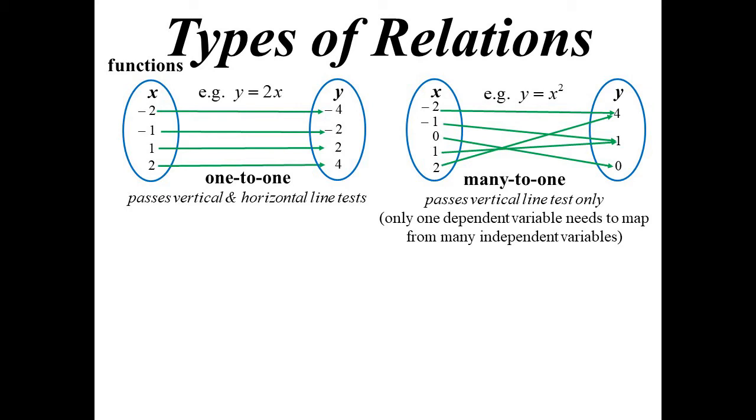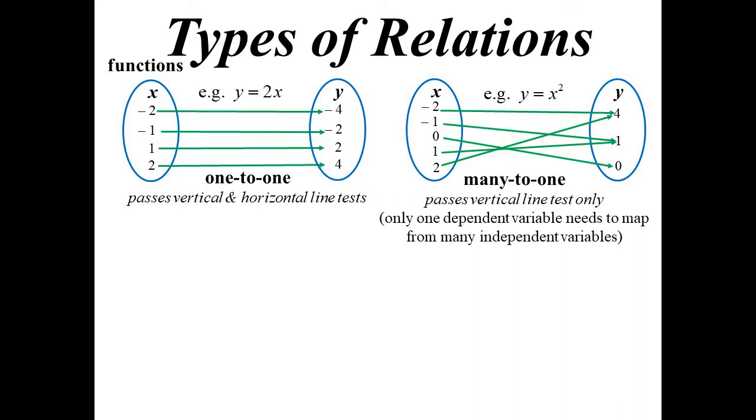So only one dependent variable needs to map from many of the independent ones. So for example, there are two numbers going to 4 there, that's fine, but from the numbers in our x set there, there's only one arrow that goes from each number, if you like. It can only go to one possible number. All right, so they're the two types of functions, one-to-one, many-to-one.